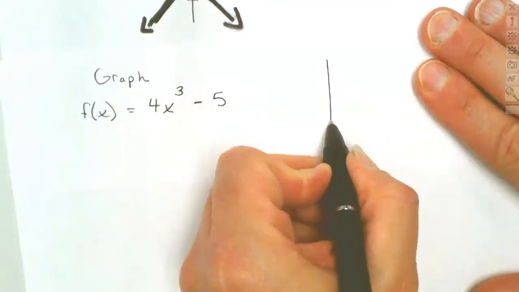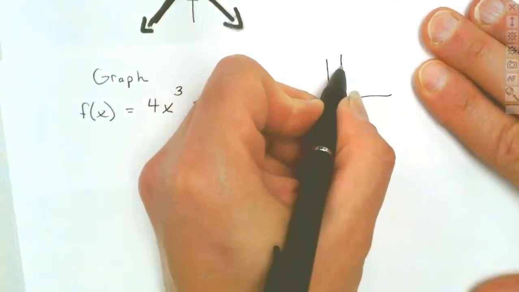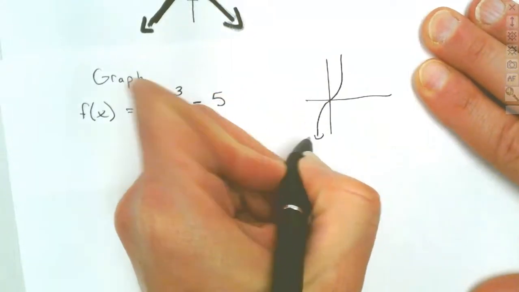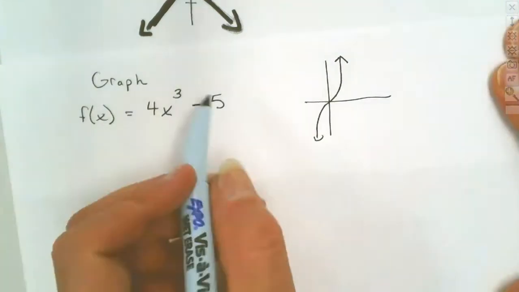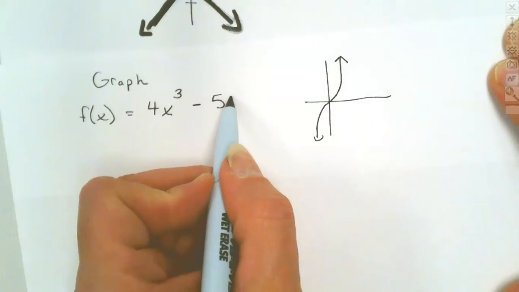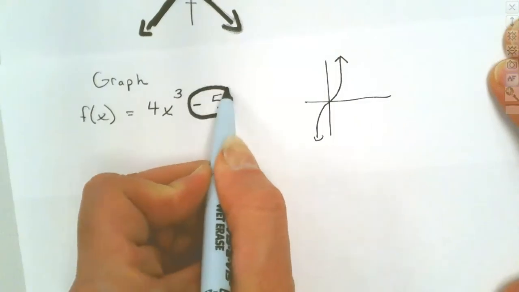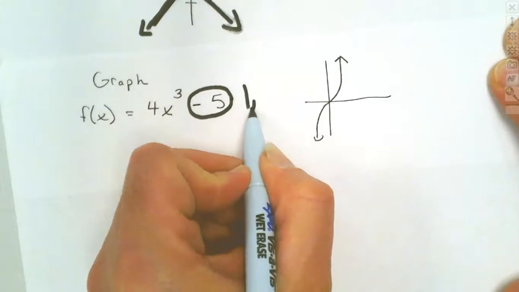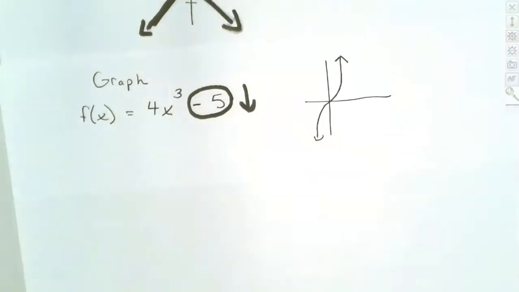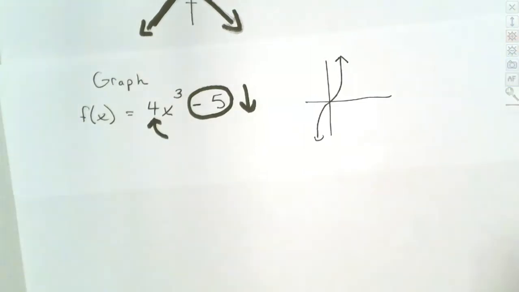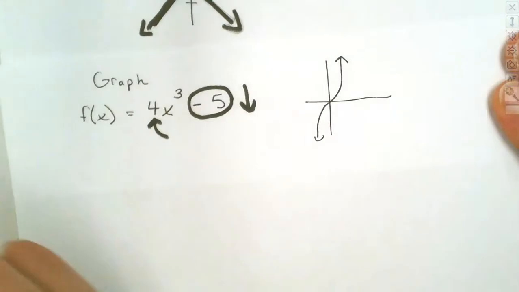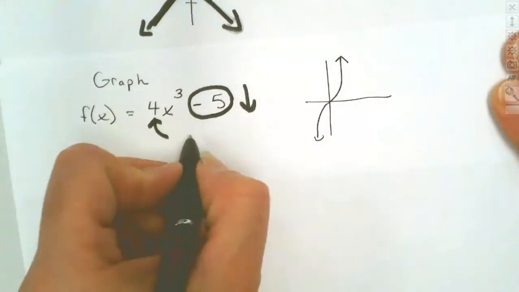So let's draw our cube over here. So we know our basic graph looks similar to that. So that's what our end result should look like, something like that. Then we look at our function here. Now this -5, that is your y-intercept. So that means we have to move the graph down 5 units. That 4 again, that's going to be like the slope. It's not the slope because slope only works for linear functions, but it's similar to that.